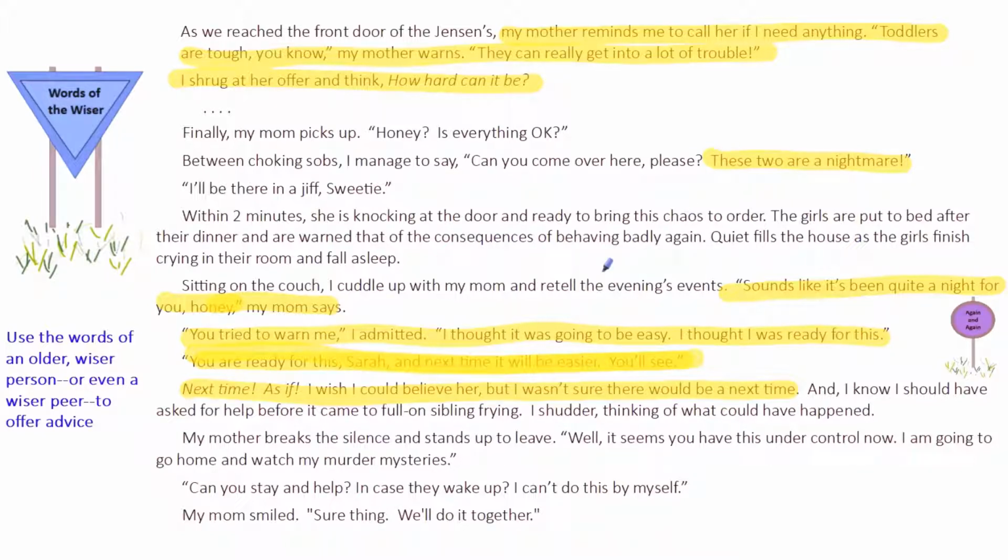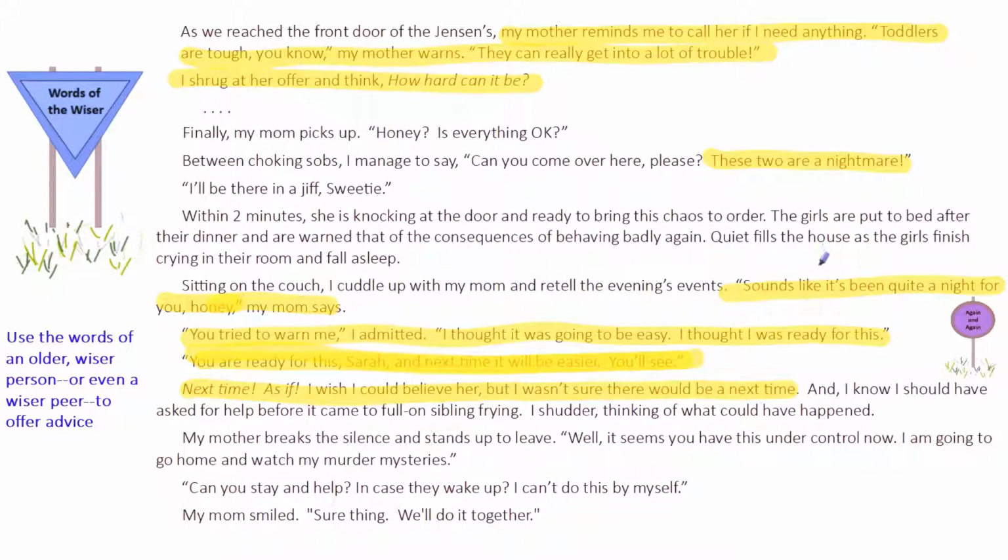So when her mother comes over and she sits on the couch, she says, it sounds like it's been quite a night for you, honey. You tried to warn me, I admitted. I thought it was going to be easy. I thought I was ready for this. You are ready for this, Sarah, and next time it will be easier. You'll see. Next time. As if I wish I could believe her, but I wasn't sure there would be a next time. But still, so what's happening here is her mother is giving her some words of comfort, that it will be easier another time.